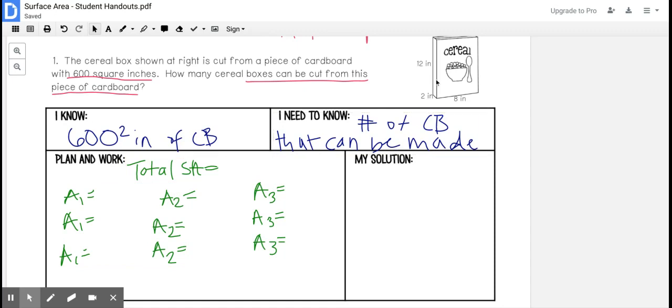The reason we do that is because we know the total surface area will be covering the entire box, but we know that the front of the box and the back of the box have the same area. The left and the right sides will have the same area because they are the same size rectangles, and the top and the bottom will have the same area. So we're going to go ahead and do that.